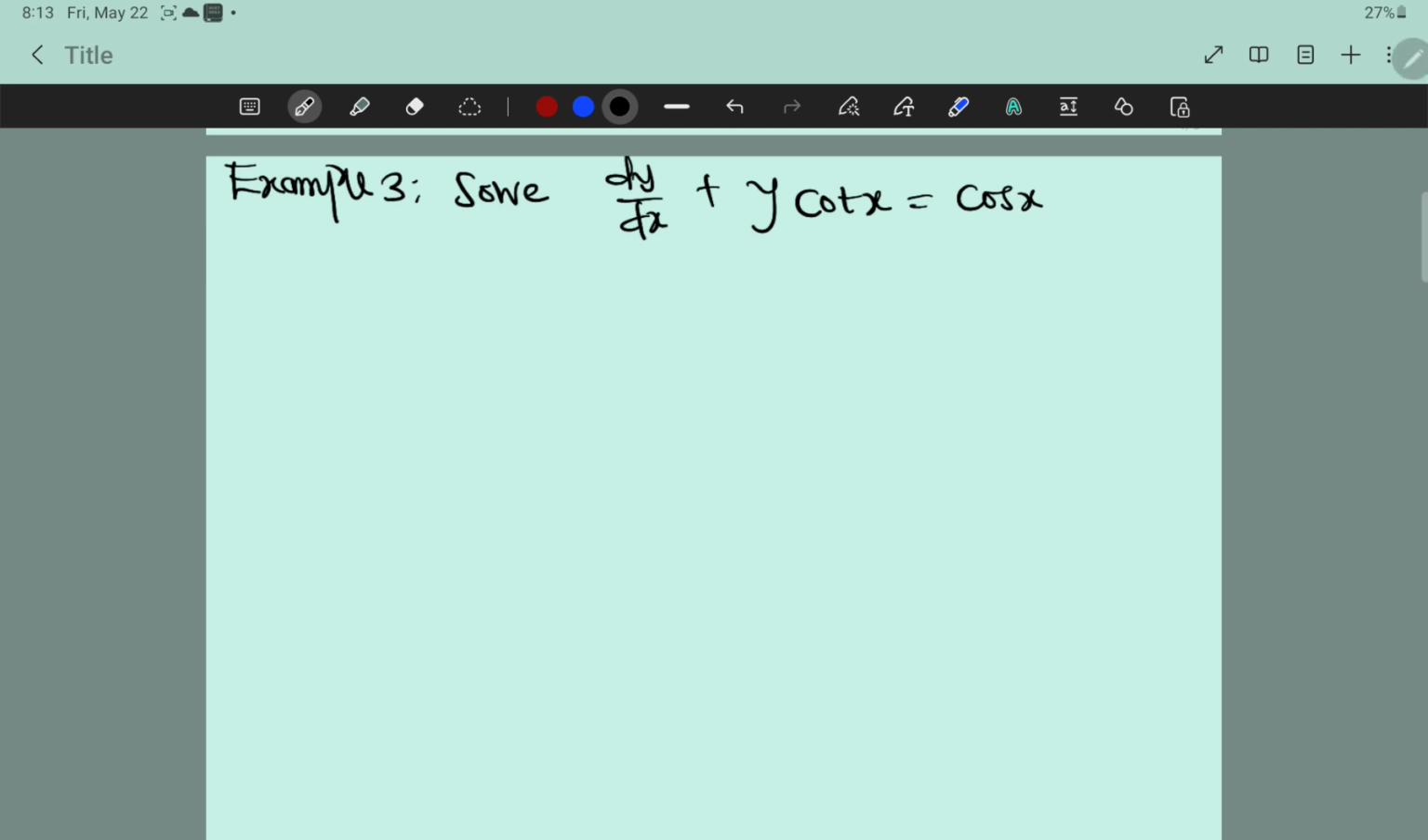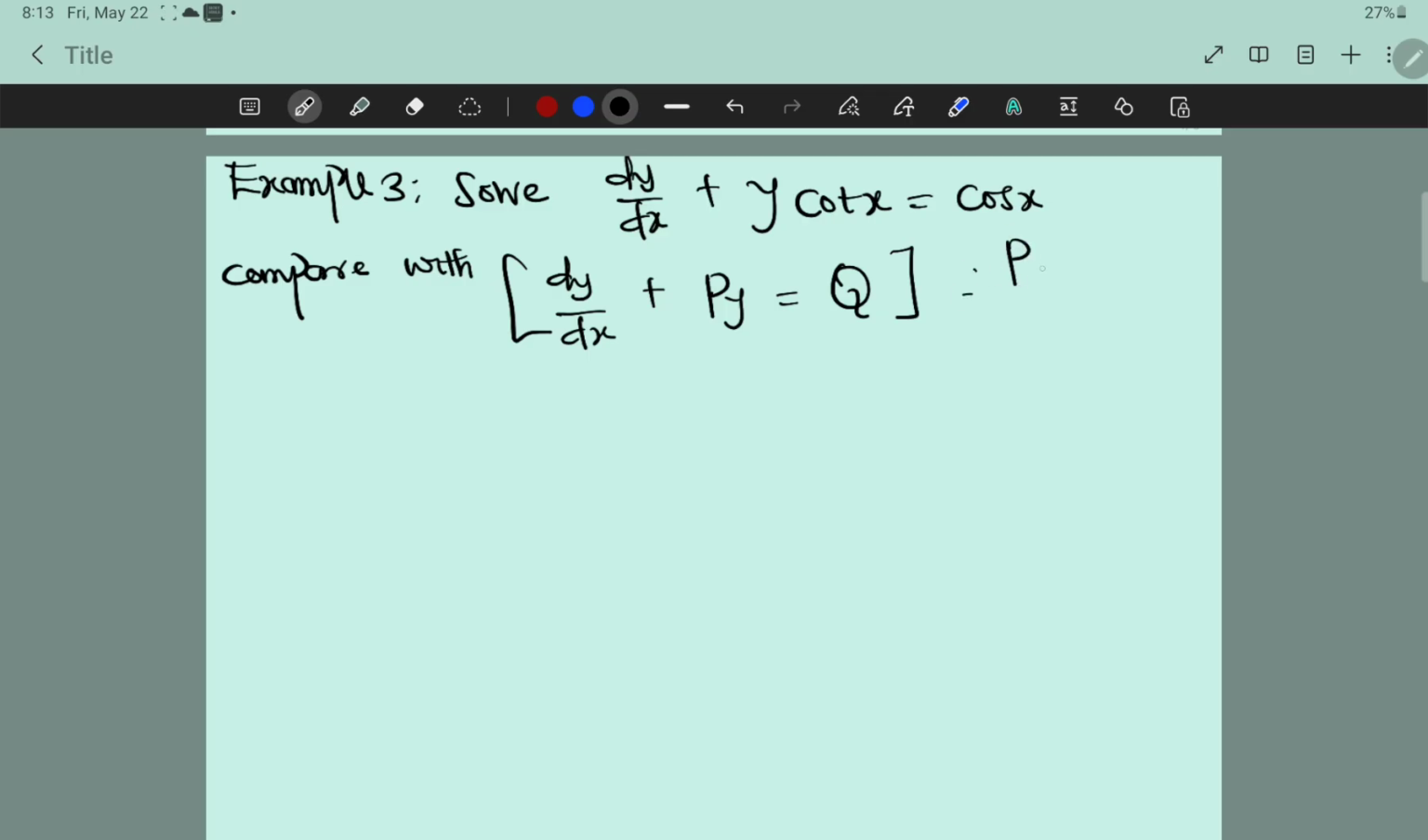So let's compare. What are you comparing it with? You're comparing it with dy over dx plus p y is equal to q. That's what you're comparing it with, right? And so when you compare it, you now discover that p is equal to cot x, right? And q is equal to cos x. Did you see that? Very interesting, right?